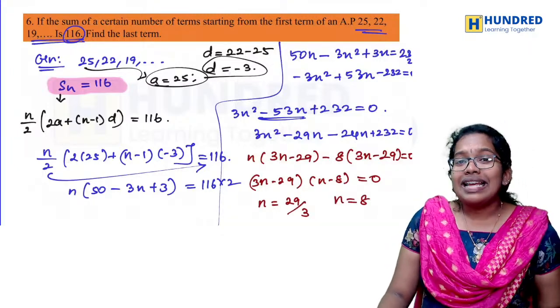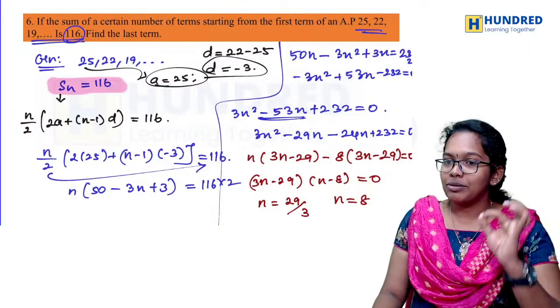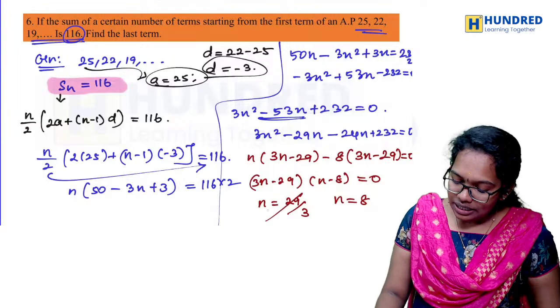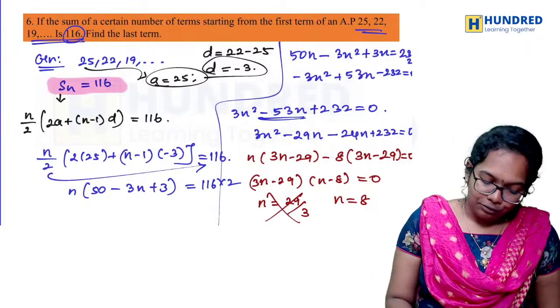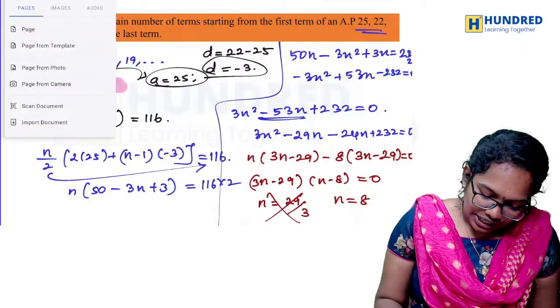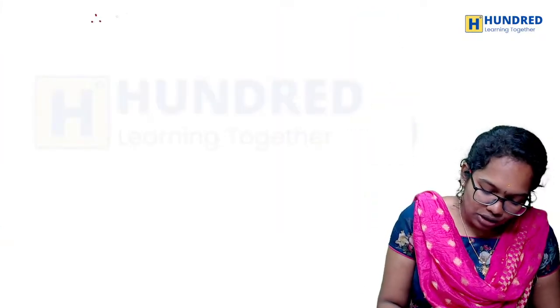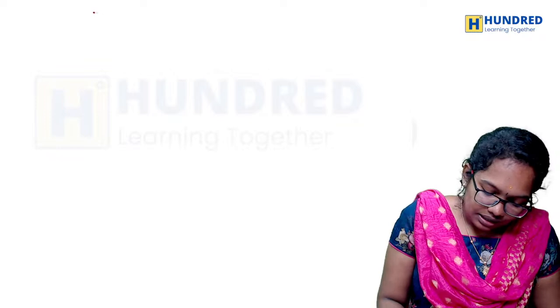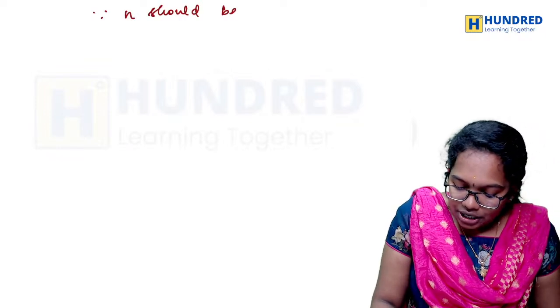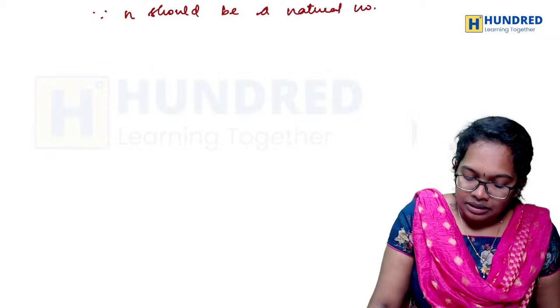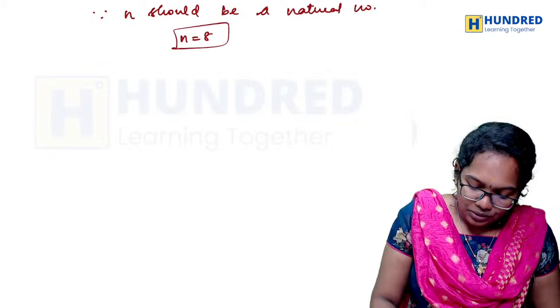So here n is what? It is the number of terms. The number of terms has to be a natural number, right? So this value 29 by 3 is not possible. Therefore, how many terms will you have? There will be 8 terms. So since n should be a natural number, n is equal to 8 will be the answer.